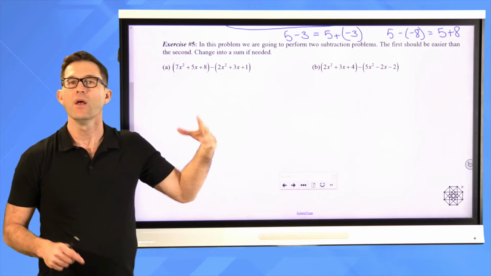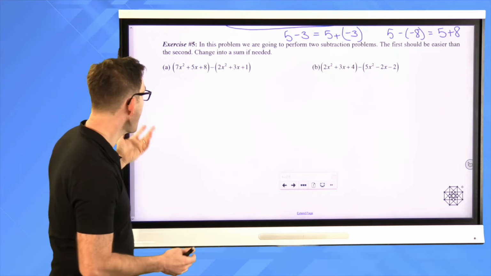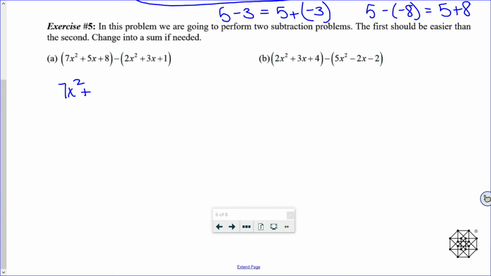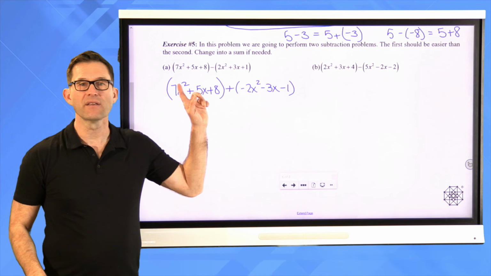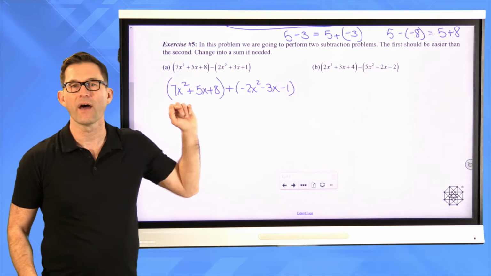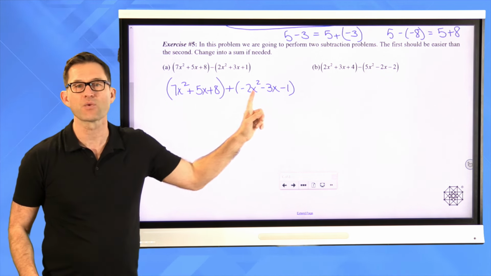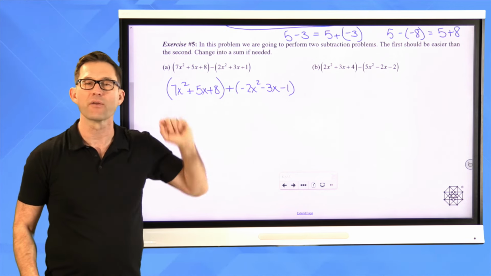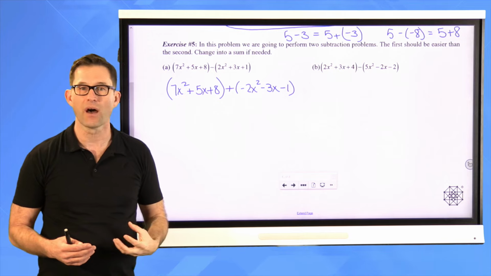All right, so I can think about this as typical subtraction, or I could think about it as 7x squared plus 5x plus 8 plus negative 2x squared minus 3x minus 1. In other words, instead of subtracting 2x squared plus 3x plus 1, I can add negative 2x squared minus 3x minus 1. Notice how every one of those terms inside of the parentheses I have changed the sign on.